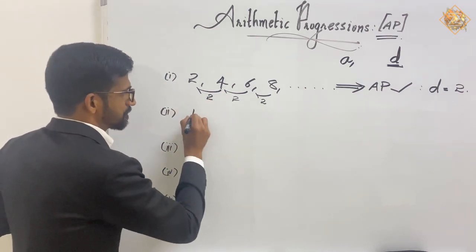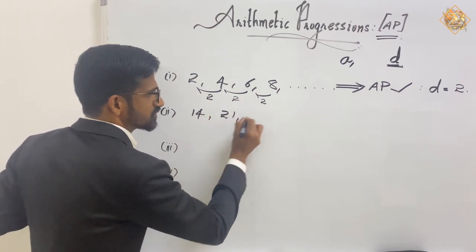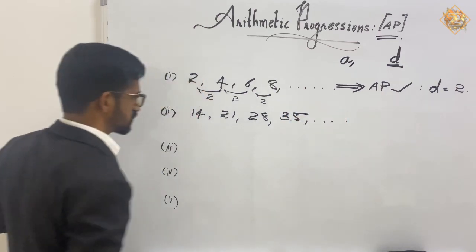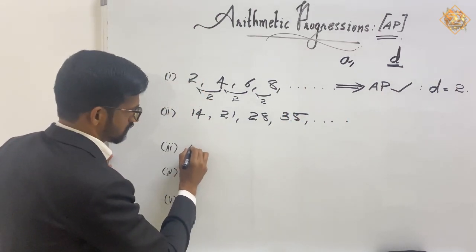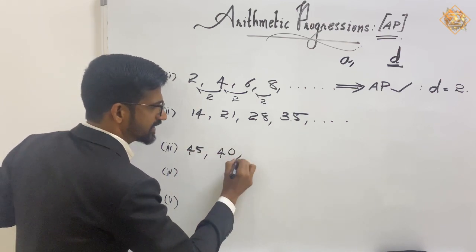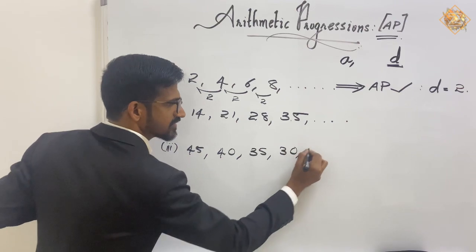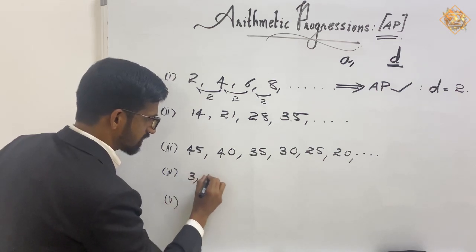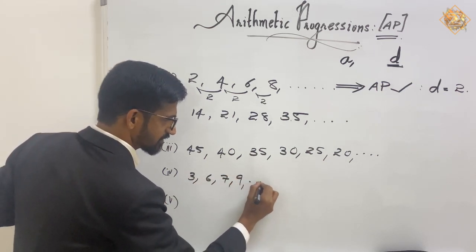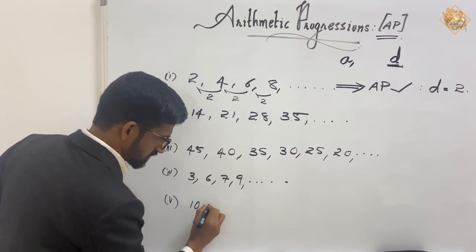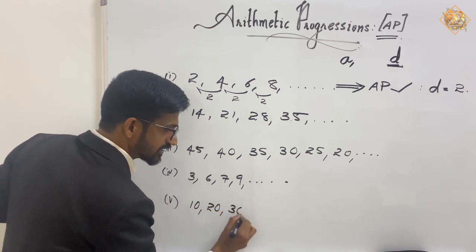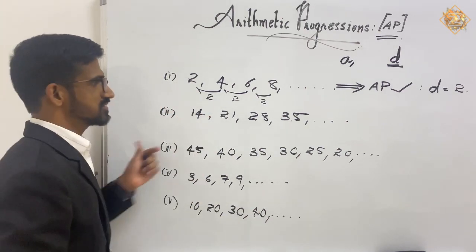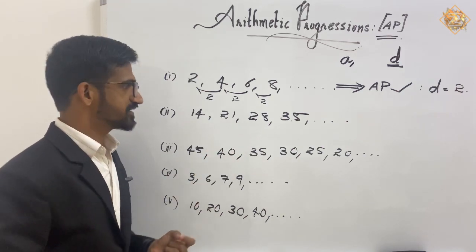Example 2, when we are taking 14, 21, 28, 35, etc. Now 45, 40, 35, 30, 25, 20, etc. Then 3, 6, 7, 9, etc. One more example we'll take: 10, 20, 30, 40, and so on. Now we will check with these examples whether this list of numbers forms an arithmetic progression or not.